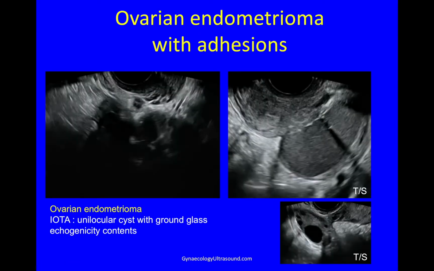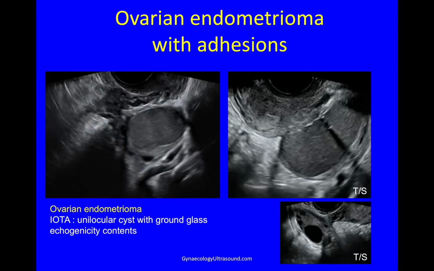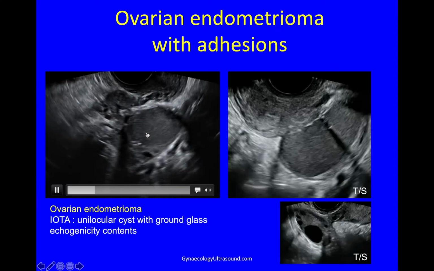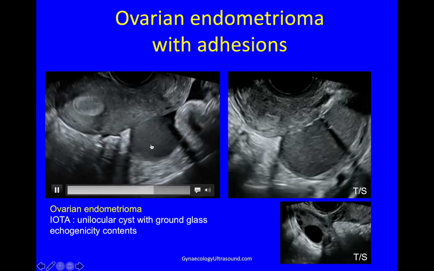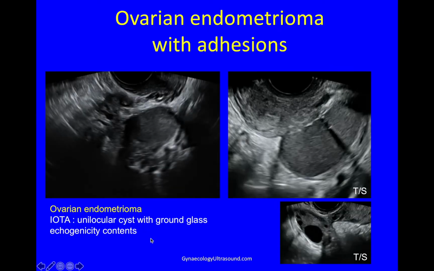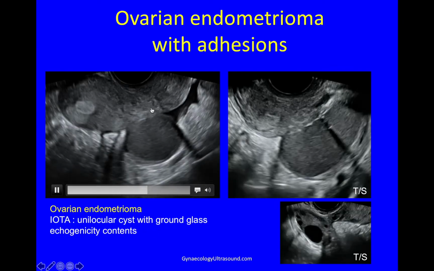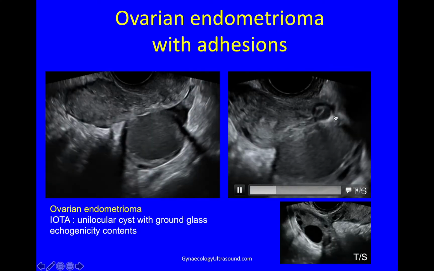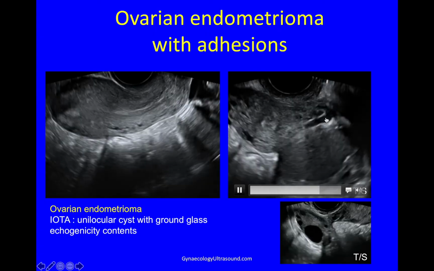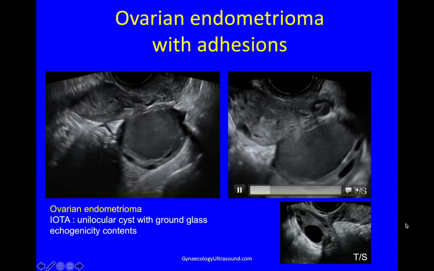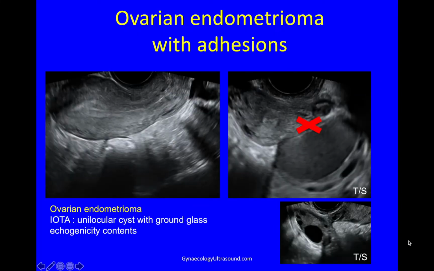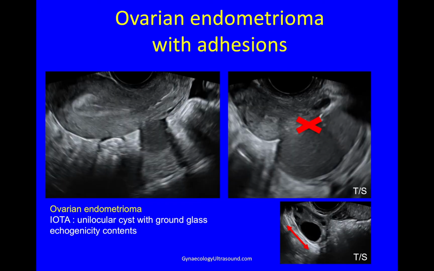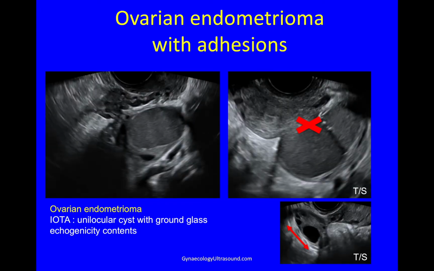Next, we'd look at the ovaries for ovarian endometriomas, and the IOTA group have described an endometrioma as a unilocular cyst with ground glass echogenicity contents. It's usually unilocular. It can be up to about 4 locules, and you'll see that this ovary sits very low in the pelvis. If you then go transversely, you can see that in fact this endometrioma is adherent to the back of the uterus quite low. And if you compare that to the mobility of the other ovary, this is freely mobile, as you can see there. So you can see there's an endometrioma and there are uterine adhesions.